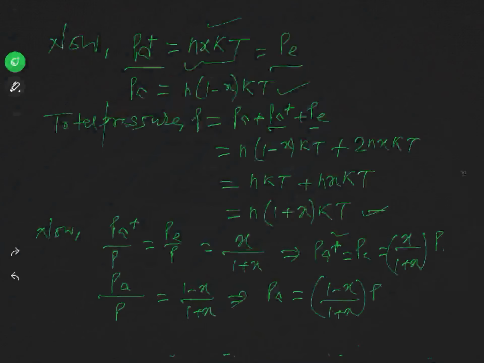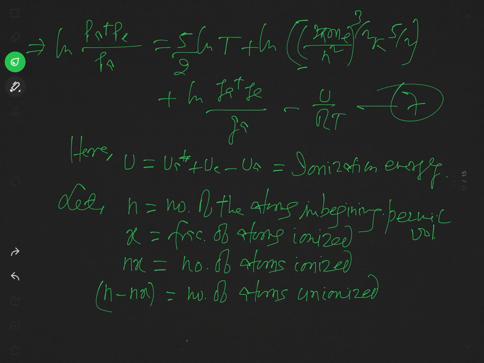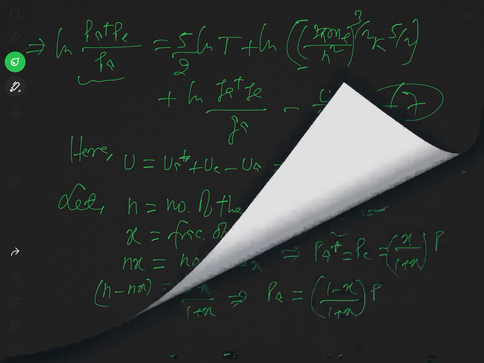So now let us put these values of PA plus, PE and PA in equation, see here, in which equation? We will put it in equation number 7. So, first of all, let us find this quantity, that is PA plus times PE over PA. And then we will put this in this equation. So that is equation number 7. So using these values in 7, let us see, I have just dropped some of the simple algebra.